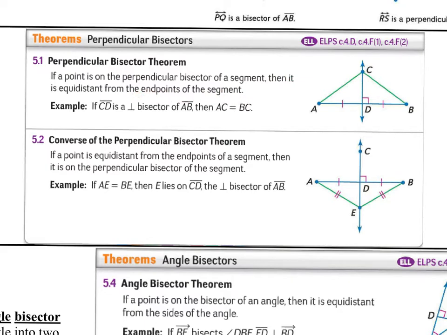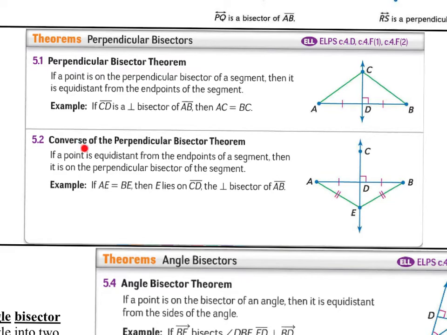So what that means is, looking at this picture, if CD is a perpendicular bisector of AB, then AC is equal to CB. So it's saying not only is AD congruent to DB, but the diagonal segments, or the hypotenuse legs, because it makes right triangles since it's a perpendicular bisector, are congruent to one another.